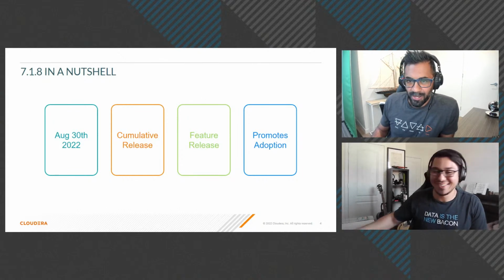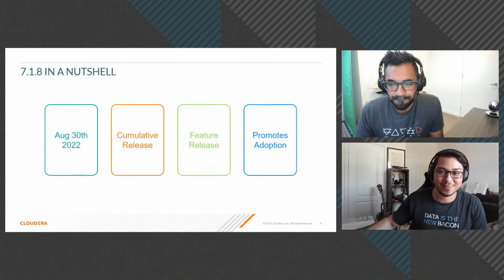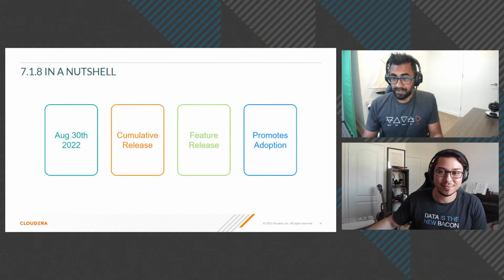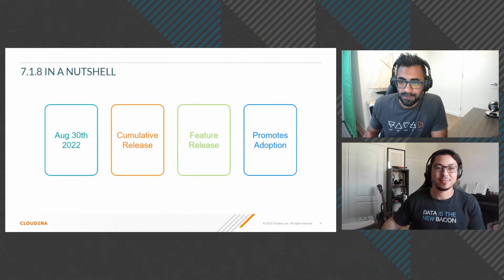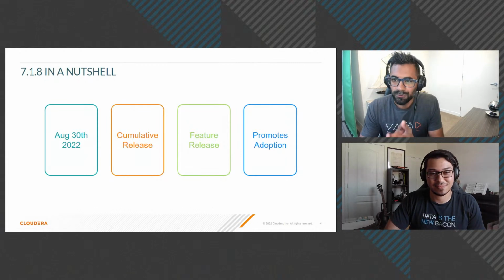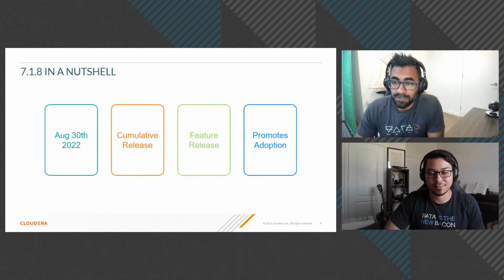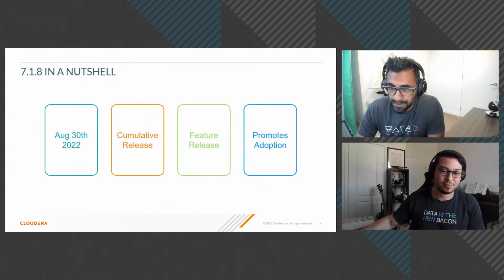Cool. So why don't we get started? Let's jump into the release. 7.1.8 is here. It was released on the 30th of August of this year. It is a cumulative release that includes all the features of 7.1.7 Service Pack 1 and all previous releases of Private Cloud Base. It's marked as our first feature release since we released the LTS version earlier this year.